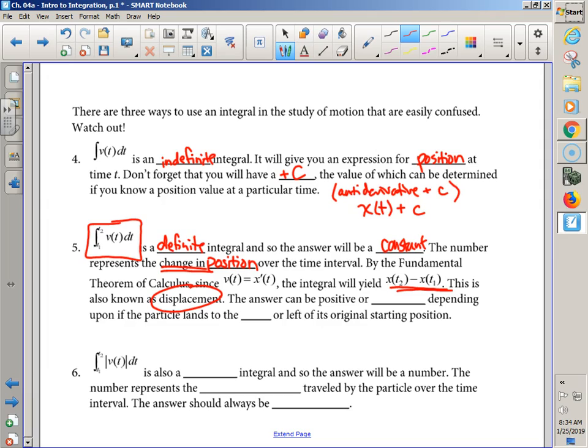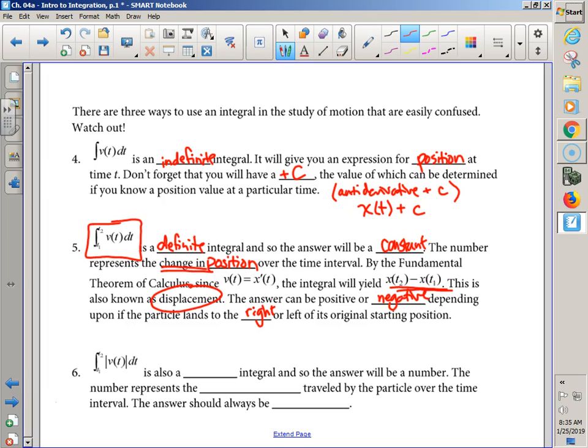The answer can be positive or negative, depending upon if the particle lands to the right or the left. That was what I was talking about earlier with positive velocity and negative velocity. Even though you wouldn't tell someone a positive or negative distance, if you're thinking about direction, technically it could be one direction or the other. So we say positive or negative with changes in position sometimes.